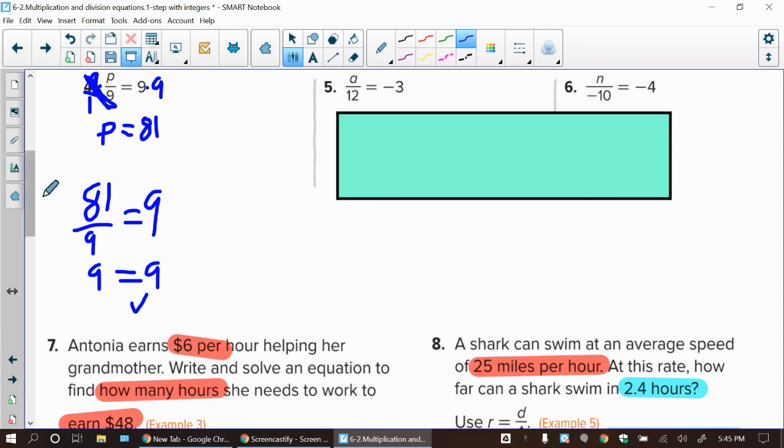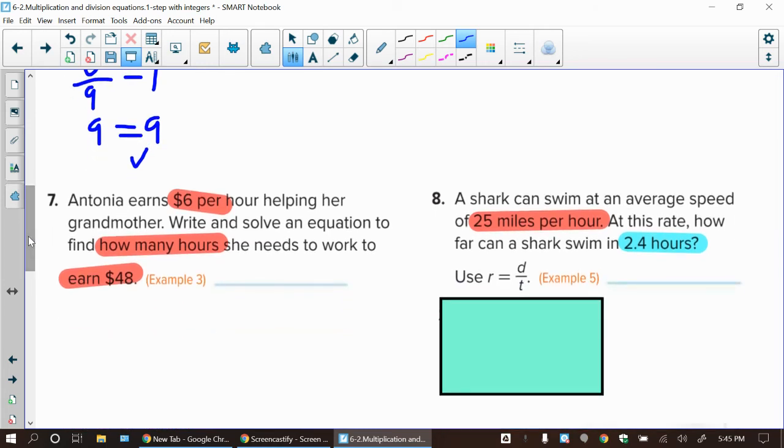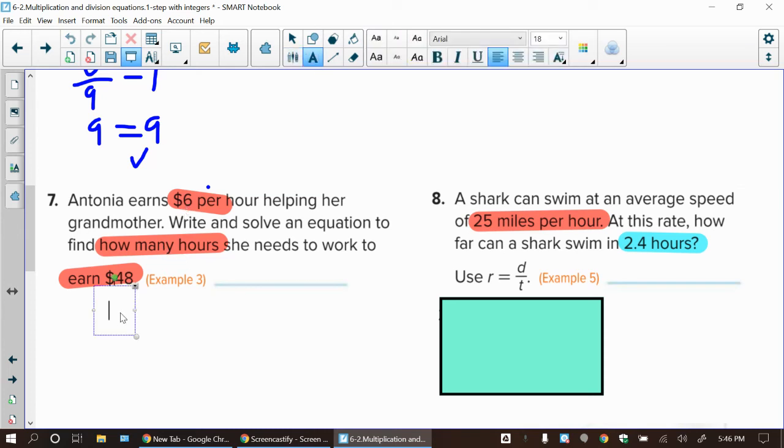So number 7, one word problem. I'll do one with you and then you'll do the other. Antoniana earns $6 per hour. Per is one of those keywords. It tells us we're going to be multiplying here. When she's helping her grandmother, write and solve an equation to find out how many hours she needs to work to earn $48. Okay, well, we don't know how many hours, so that's going to be our variable. 6H equals, and she wants to earn $48. There's our equation. That's one part of what they want us to do.